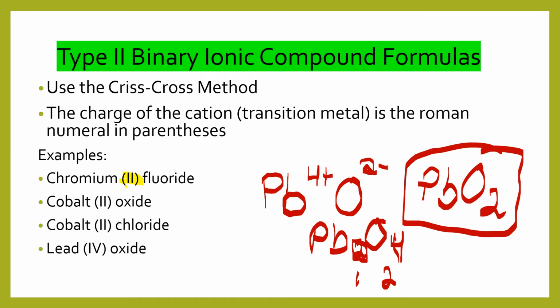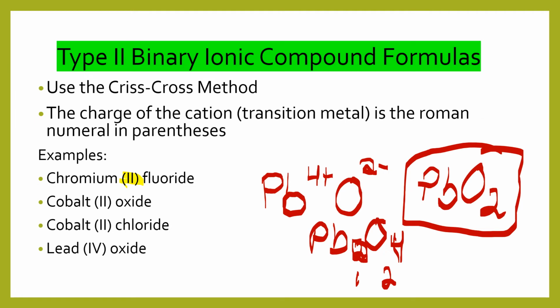So make sure you reduce if you have a 2 and a 4. Same would happen if you had a 3 and a 6, but we probably won't run into that in here at all. So this is how you write type 2 binary ionic compound formulas. Again, your charge is the Roman numeral. Don't get that confused. That is your charge for your transition metal. Your nonmetals' charges are still from the rhyme.